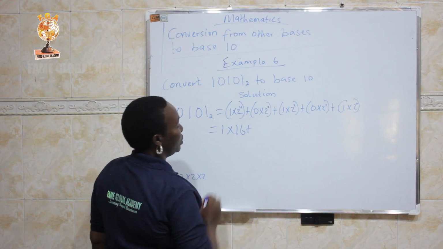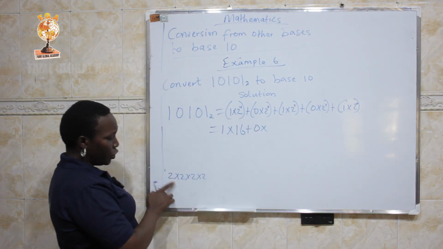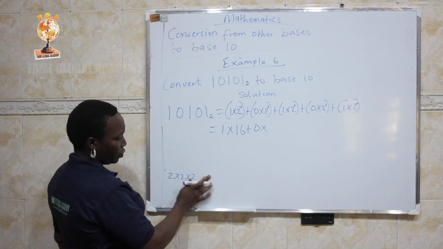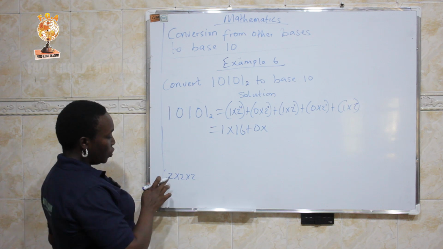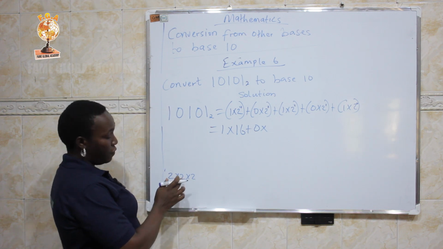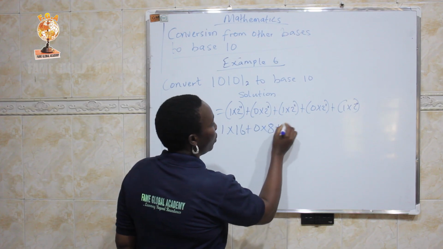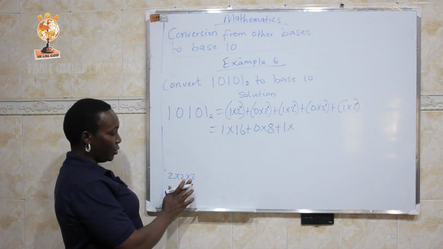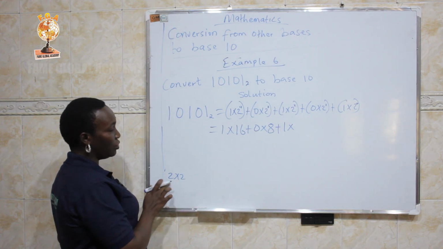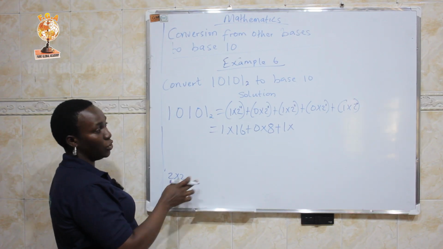16. Plus, now this is 0 times 2 raised to the power of 3. So you just come here and clear one of the 2s, because it's no longer 4. We are dealing with 3. So 2 times 2 is 4. 4 times 2 is 8. So this one is 0 times 8 plus 1 times, this is 2 raised to the power of 2. Come here also, clear one of the 2s because it's 2 raised to the power of 2. And 2 raised to the power of 2 is 2 times 2, which is what?